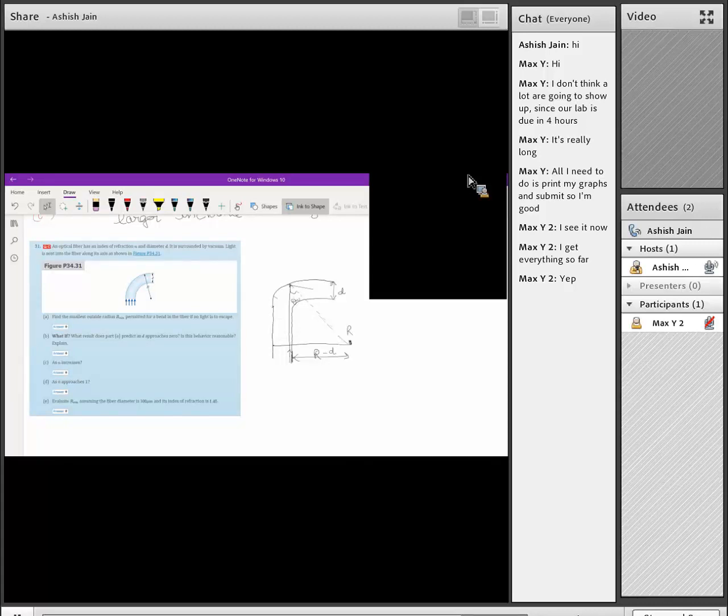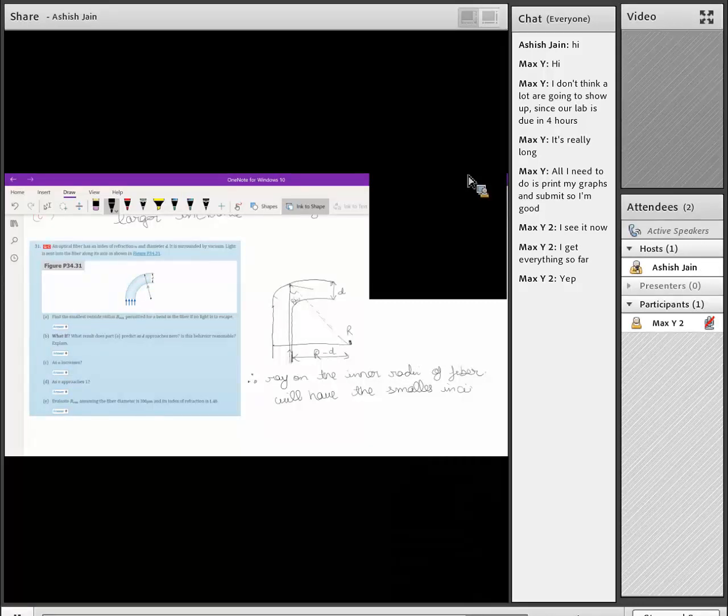Before we proceed with the question, I'll make a statement. If you agree, we can move ahead. That the ray on the inner radii of the fiber will have the smallest incident angle.